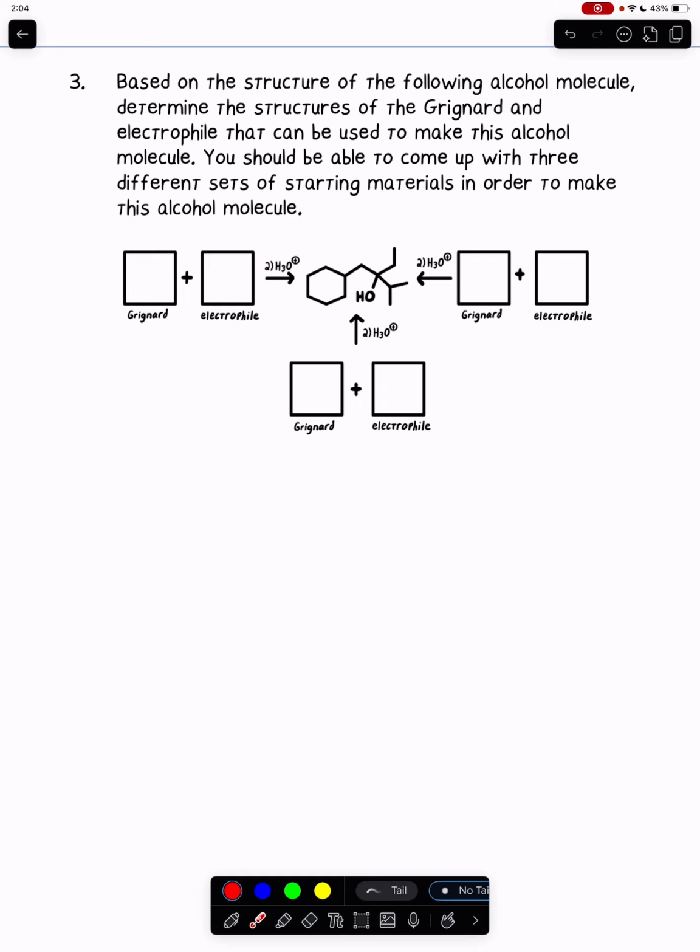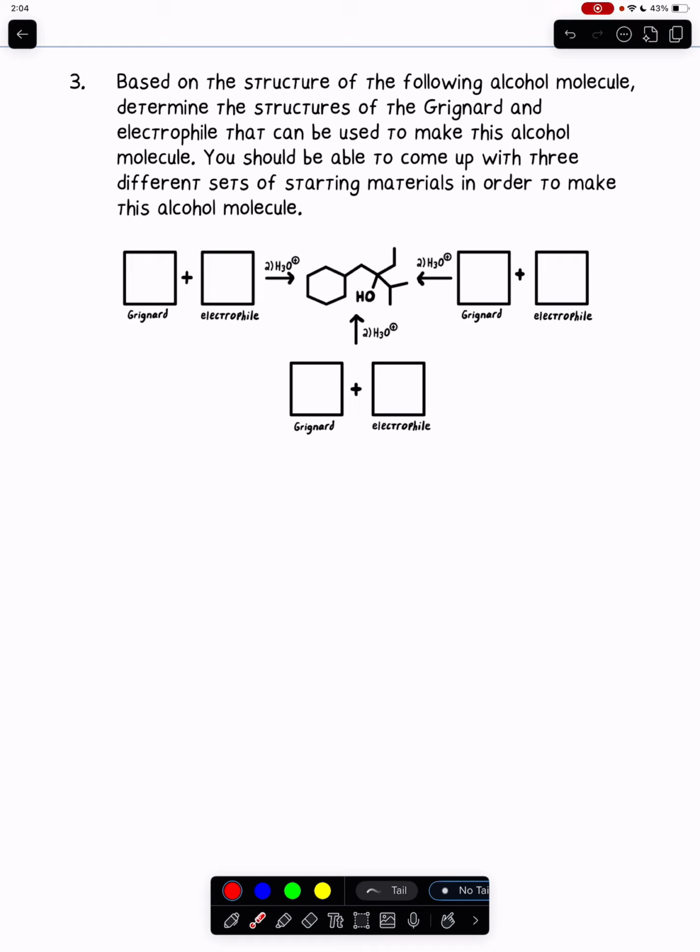There are 3 sets of boxes here. One box is for the Grignard, one box is for the electrophile. The reason there are 3 sets is because it's giving you a clue that you should be able to come up with 3 different ways that you can make this particular alcohol. And that's the goal here.